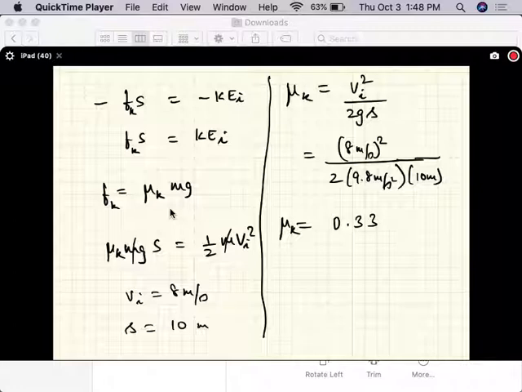What are the units for mu K? No units. It's a dimensionless number.